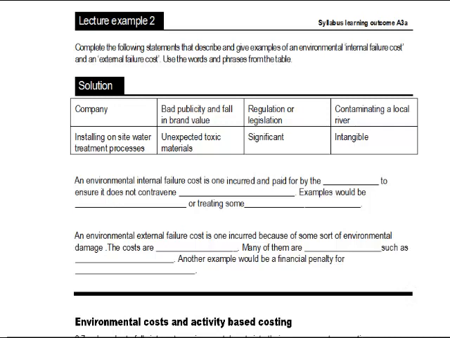In lecture example 2, you're asked to complete the following statements that describe and give examples of an environmental internal failure cost and an external failure cost, using words and phrases from the table. So, press pause, and when you're ready, press play.